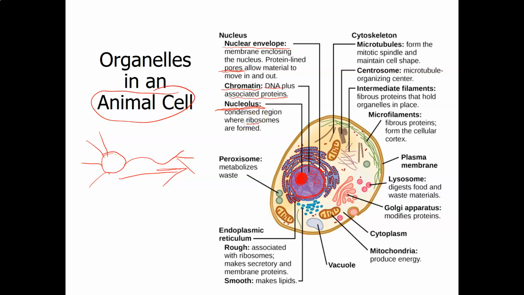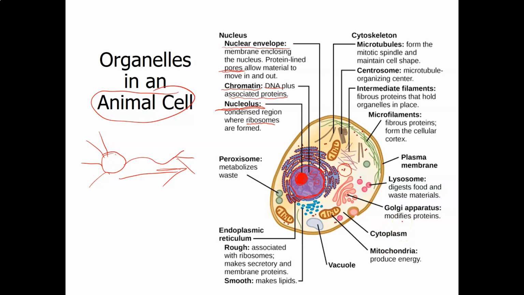So let's find ribosomes. Ribosomes are not on this list, and the reason they're not on this list is they're not technically organelles. All cells actually have ribosomes, even prokaryotic cells. But ribosomes are these little red dots. You see, I don't see ribosome anywhere.